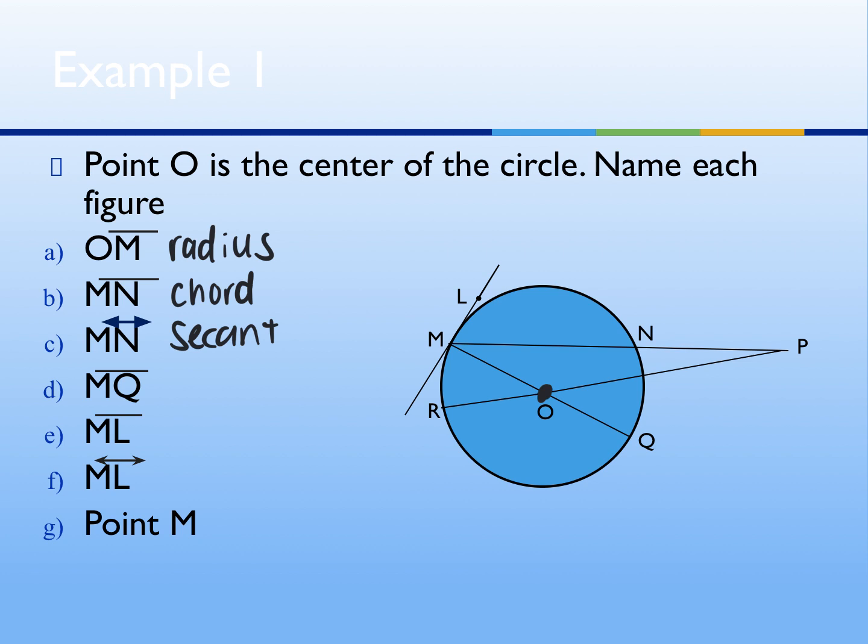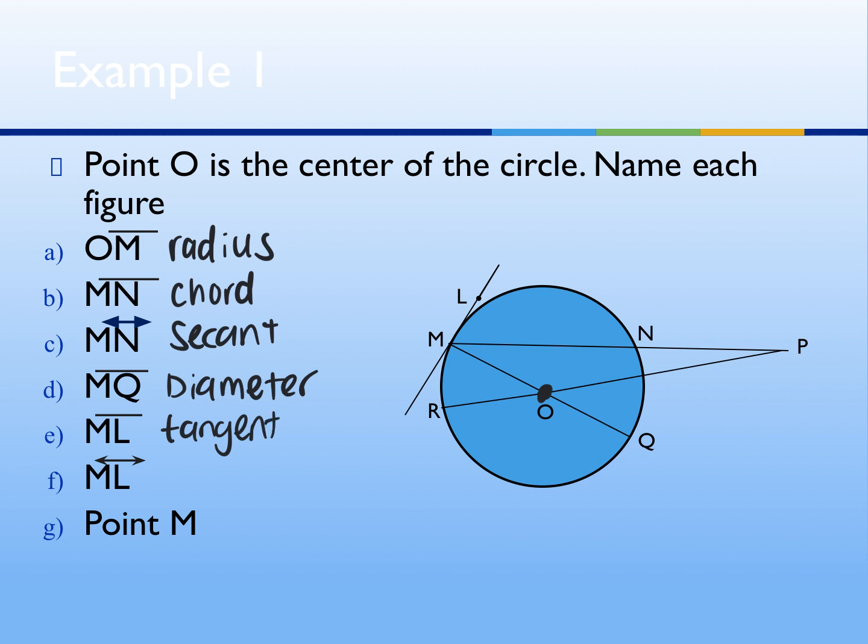What about MQ? That's a diameter. Very good. Is it also a chord? Yes, but I would expect you to label this diameter because I want you to be as specific as possible. Okay. What about ML? Very good. It's a tangent.